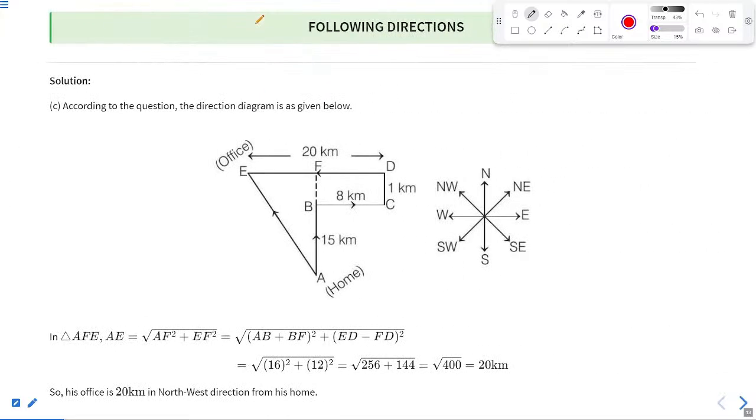So in this question, we have the diagram given below. From home, he goes 15 kilometers north, 8 kilometers east, 1 kilometer north, and then 20 kilometers west.